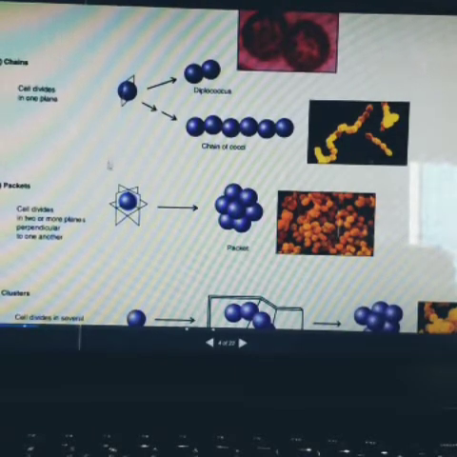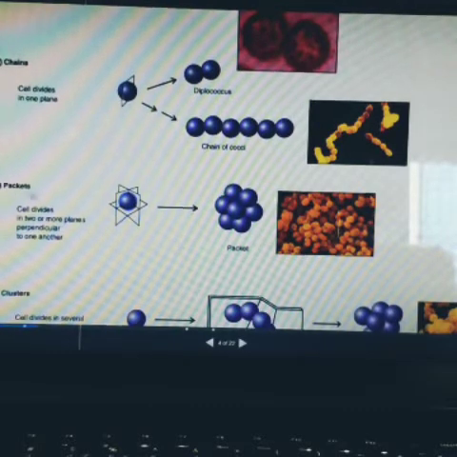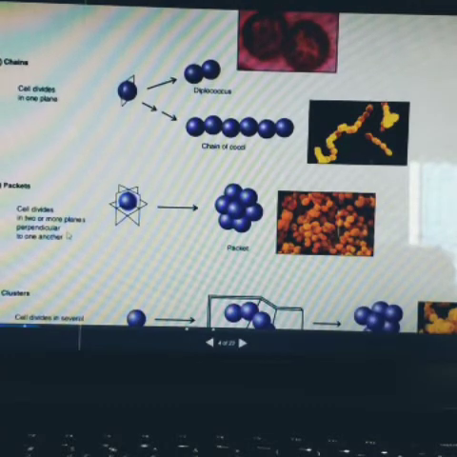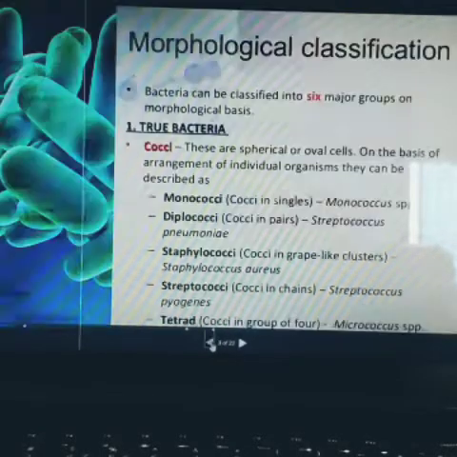The next one is the pocket structure of the bacteria, where the cell divides in more planes, perpendicular to one another. For example, we are observing this bacterium. Here the bacteria divide to form this type of structure. So which type of bacteria is this? We are observing this bacteria.